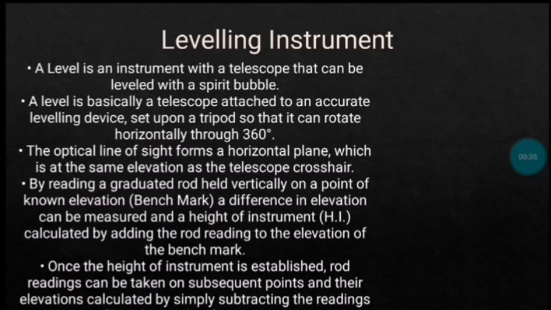By reading a graduated rod held vertically on a point of known elevation, or benchmark, a difference in elevation can be measured. The height of instrument, HI, is calculated by adding the rod reading to the elevation of the benchmark, which was discussed by Ms. Janella in her example on the previous slides. Once the height of the instrument is established, rod readings can be taken on subsequent points and their elevations calculated by simply subtracting the readings.